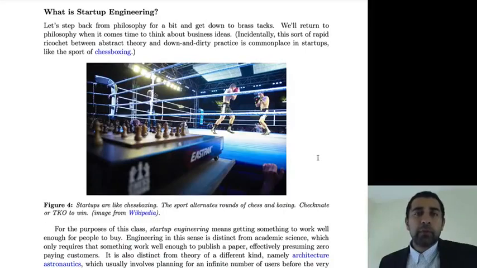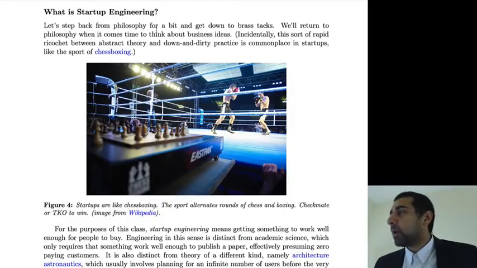Okay, so we talked about philosophy for quite a bit. Let's talk about what is startup engineering. So basically, stepping back from philosophy and getting into brass tacks, ricocheting back and forth, by the way, between philosophy and brass tacks is what a startup is all about.